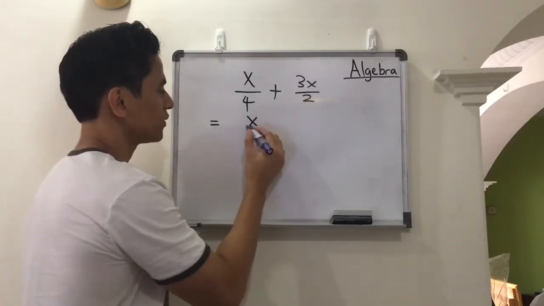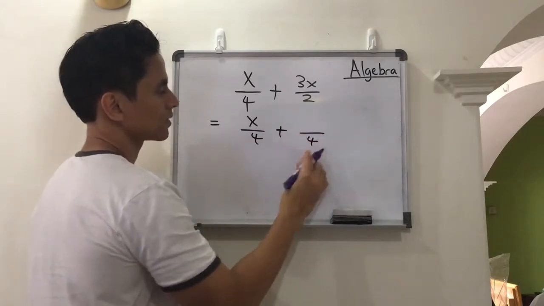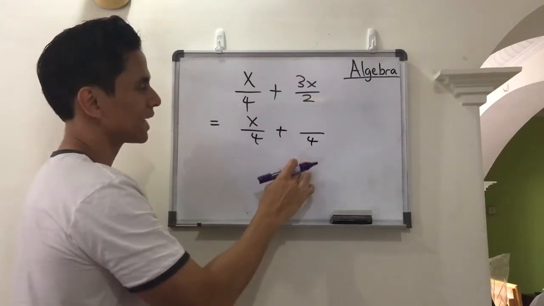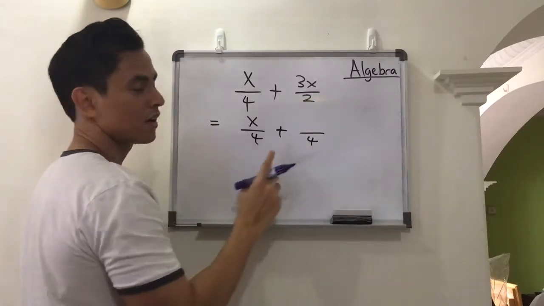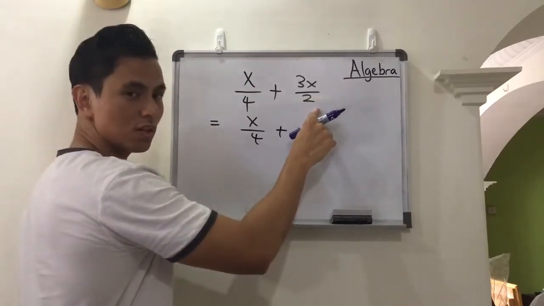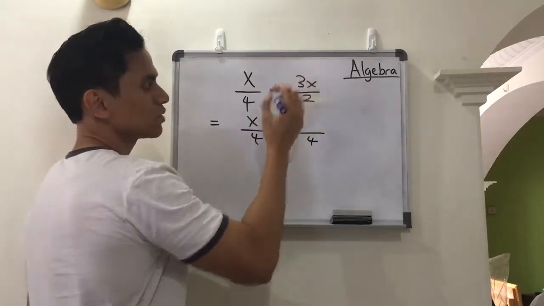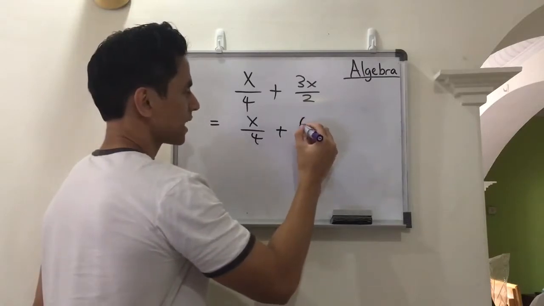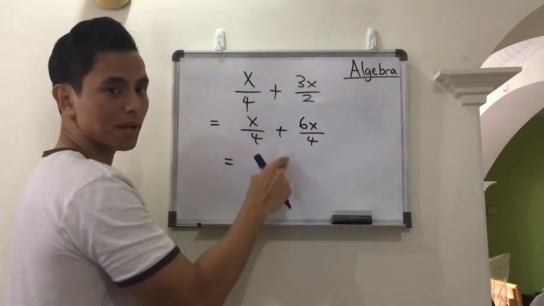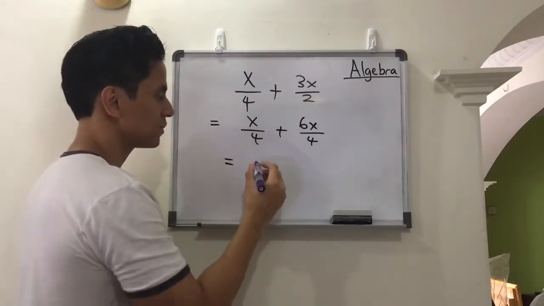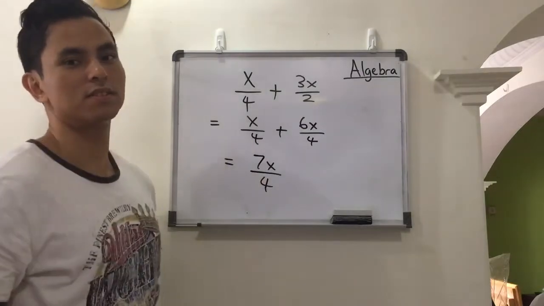So this becomes x over 4 plus, the denominator becomes 4. So what do I use? 2 multiplied by 2 to get me 4. And if I multiply the denominator by 2, I must multiply the numerator by 2. Hence, 2 times 3x gives me 6x. Therefore, this will just be x over 4 plus 6x over 4. This gives me 7x over 4, and we have our answer.